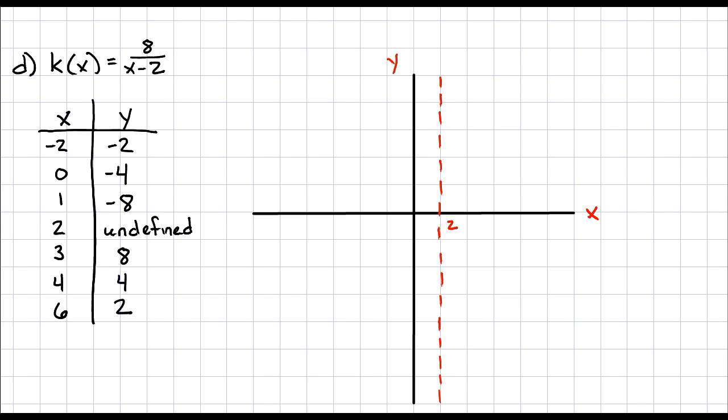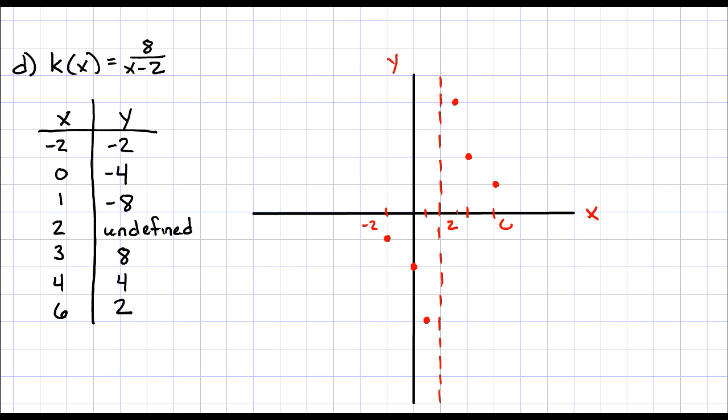So plotting the rest of these points, if I plug in negative 2, I get back out negative 2. If I plug in 0, I get back out minus 4. And if I plug in 1, I get back out minus 8. Plugging in 3 is going to give me 8, which would be up here. Plugging in 4 gives me 4. And plugging in 6 gives me 2.